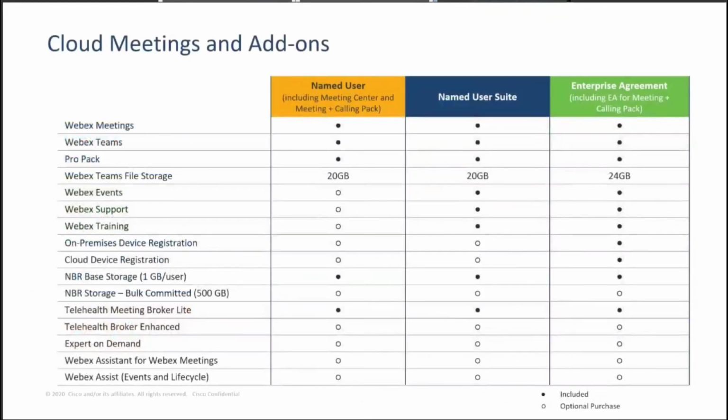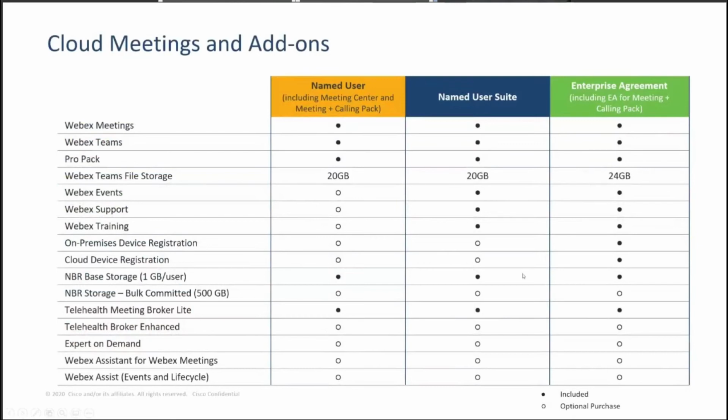When you look and cross compare the two of them, I know this is an eye chart. Don't worry about it. I will walk you through it on a future call. So you have the named user tier. You have the named user suite. That's the meeting suite. That's when you get all the different centers, the meeting center, support center, event center, training center. And then you have the enterprise agreement, which is licensing everybody.